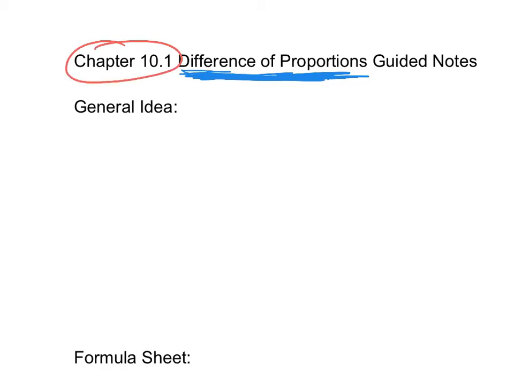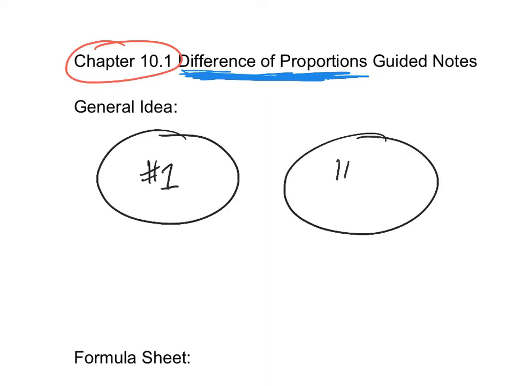Here's the general idea, folks. We have population number 1 and population number 2. Right? I'm trying to figure out, is there a difference between these populations? And we're going to be specifically looking for proportions from this one and from this one. And when I'm talking about the difference, I'm trying to see, is there actually a difference, right?